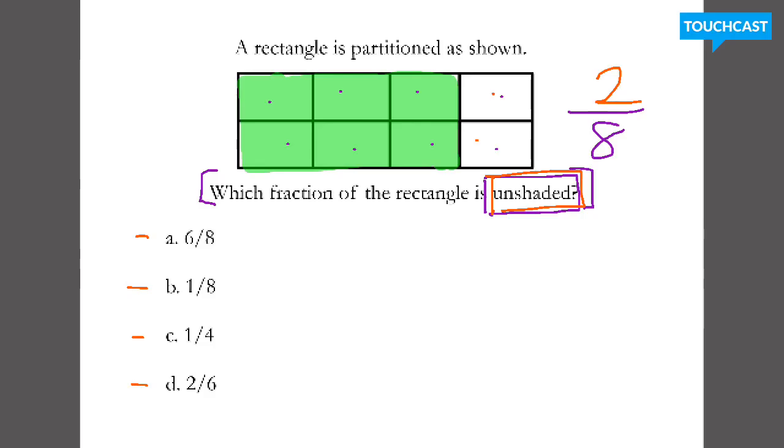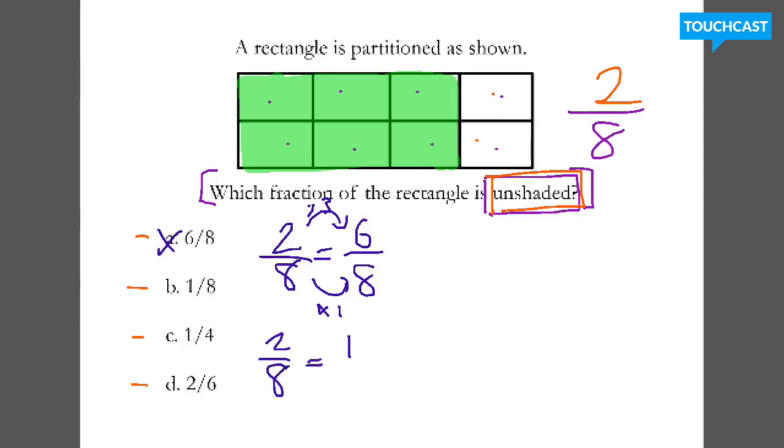So let's look at all the answer choices. Alright, 6/8 equals 2/8. How do I get from 2 to 6? Times 3. How do I get from 8 to 8? Times 1. Doesn't match. 2/8 equals 1/8. How do I get from 2 to 1? Divided by 2. How do I get from 8 to 8? Times 1. No match. No luck.